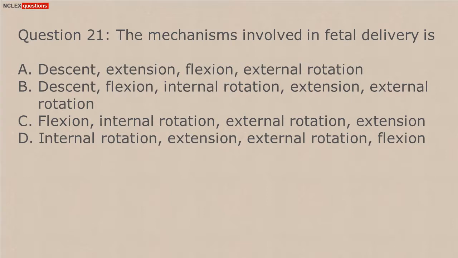Question 21. The mechanisms involved in fetal delivery is A. Descent, extension, flexion, external rotation. B. Descent, flexion, internal rotation, extension, external rotation. C. Flexion, internal rotation, external rotation, extension. D. Internal rotation, extension, external rotation, flexion.